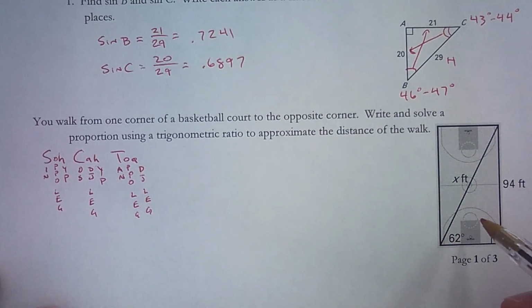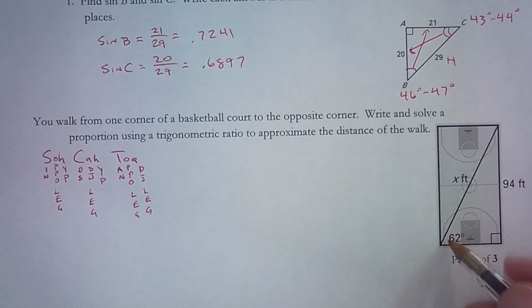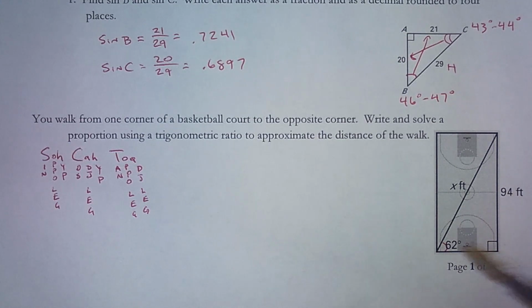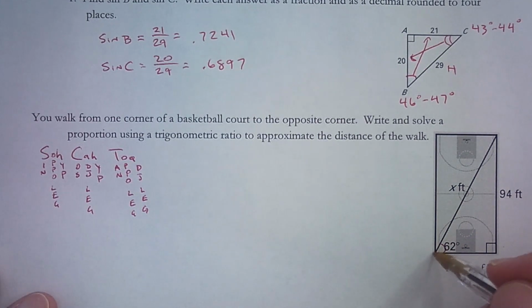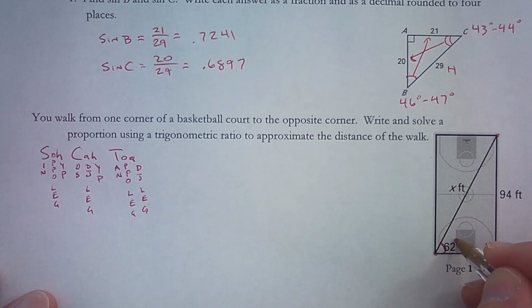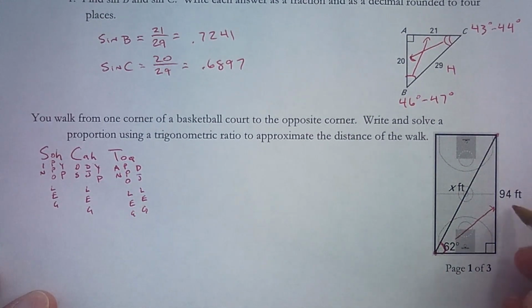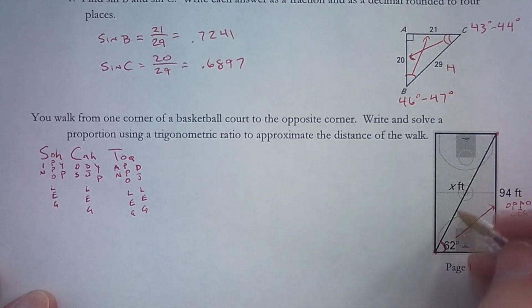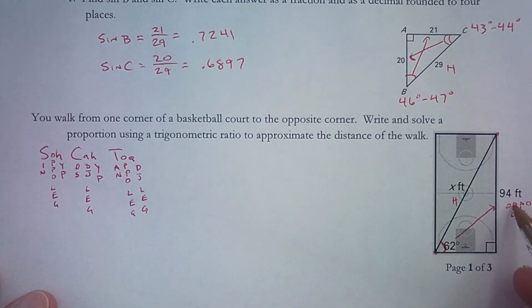So in this case, we're looking at a basketball court here. It's 94 feet long, and if I go corner to corner, there's a 62-degree angle right here. And what we want to know is what is the approximate distance that we would walk from this corner to this corner. Okay, so here's my angle, and the numbers I have are across the triangle. That is the opposite leg. And this x is on the hypotenuse of the triangle. Opposite leg and hypotenuse is sine.